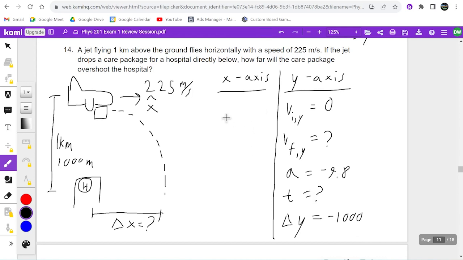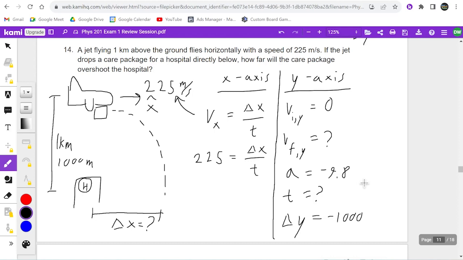Okay, now for the x-axis. For the x-axis, I just have one equation. Vx equals delta x over t. And I know my velocity because that's the 225 number. 225 equals delta x over t, and I don't know time either. And I'm solving for delta x, which means I need the x-axis. But I also need the y-axis because the y-axis is going to get me my time. The question is, what equation am I going to plug into to get that time?